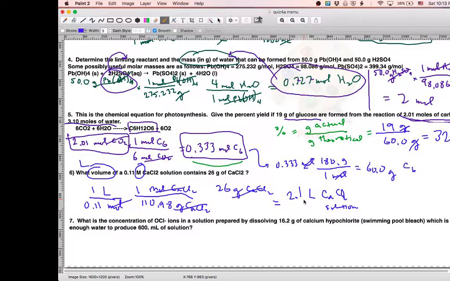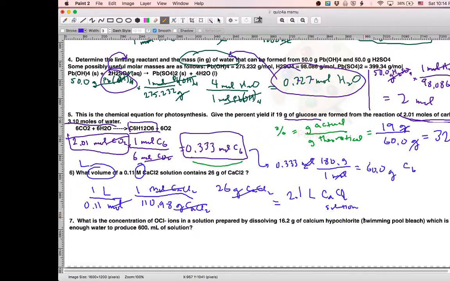Right. Does 2.1 jive here? Let's see. 0.11 molar is very low. If you have 26 grams, then because the concentration is so low, you've got to have a lot of water. This better be dissolved in a lot of water because 0.11 is kind of low. So this is a lot of water. It's like a Pepsi bottle full of water.